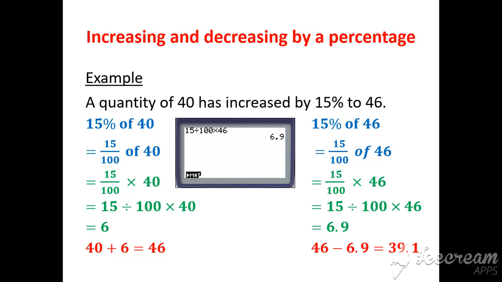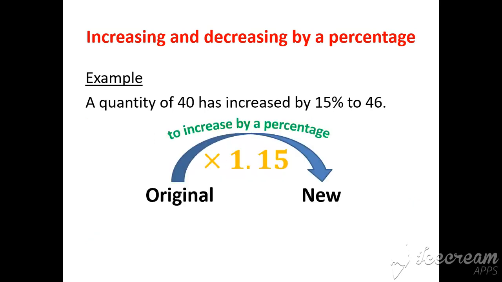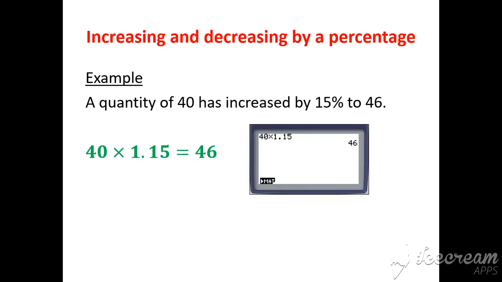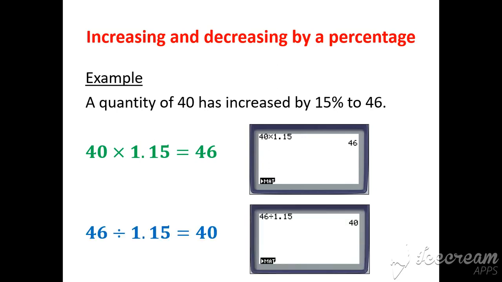So let's show you the correct technique to go back and find the original quantity. Remember in video 2 of increasing and decreasing, we showed you a quick way to increase something by 15%, and that's to multiply it by 1.15. So we're going to simply go backwards from the new price back to the original by dividing by 1.15, times and dividing being opposites. So looking at this example, 40 times 1.15 is the quick way to increase it up to 46. And if we take 46 and divide it by 1.15, that takes us back to the original quantity of 40.